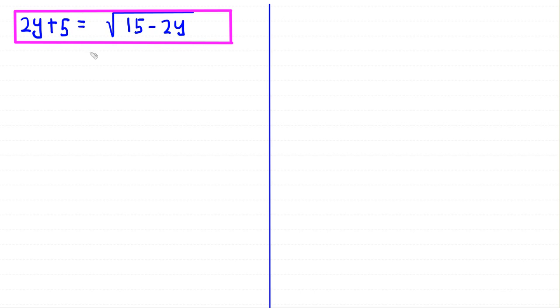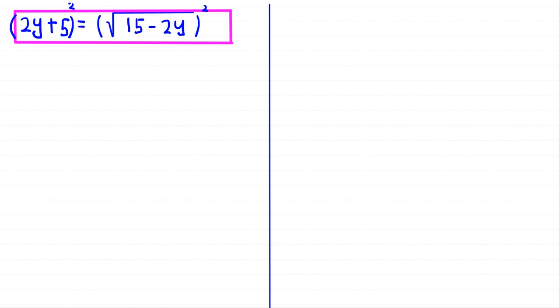So in this video, I'm going to talk about the second example of solving the square root equation right over here. The question asks us: 2y plus 5 is equal to the square root of 15 minus 2y. And we need to remove this radical on the right side, and there is a way of removing it. We can take the square of it. Since we take the square of it, we also need to take the square of the left side to keep it equal.